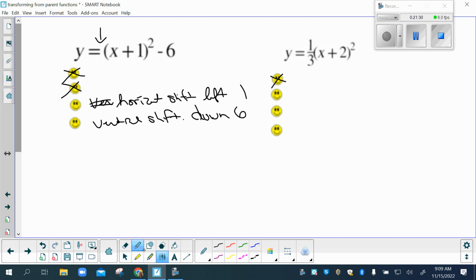Next one. Be careful on this one. This is not a vertical stretch. It's a vertical compression, right? It's a fraction. It's being squished down. So it is a vertical compression by 1/3. And that means if you were going to graph it, so here's what's crazy.